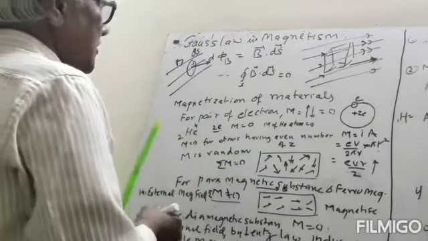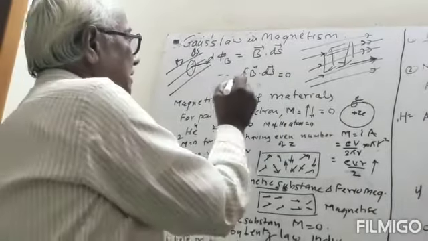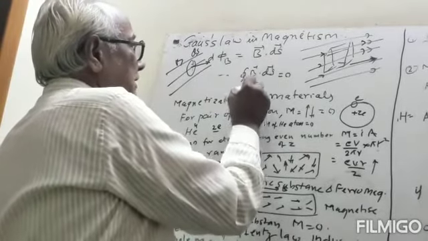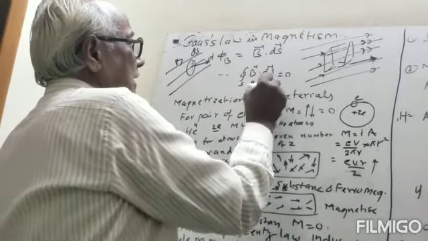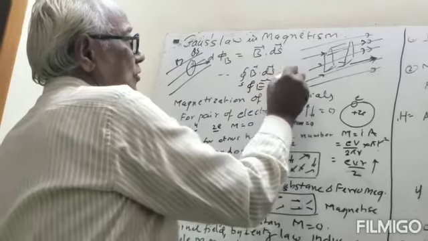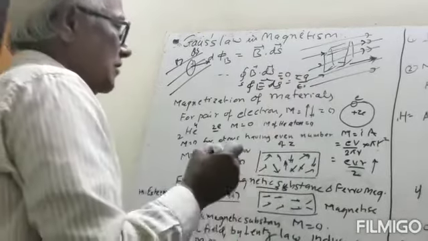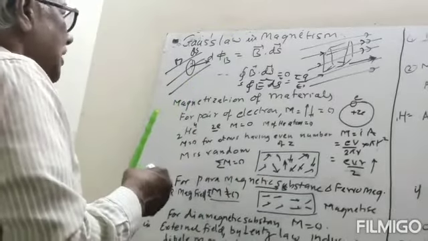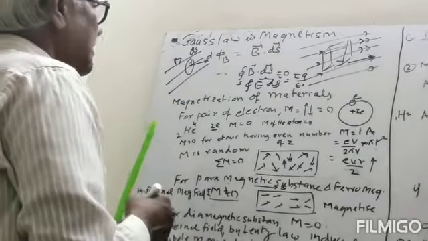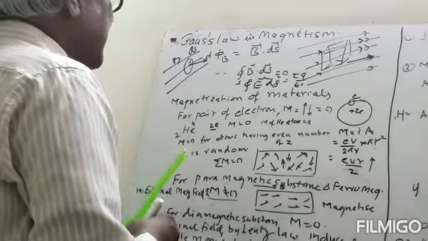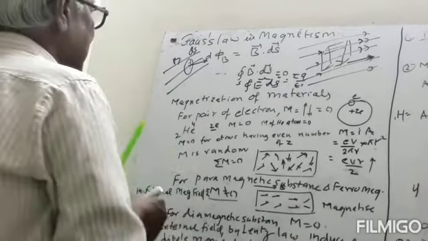In electricity, we have the surface integral of E dot ds equal to the summation of q divided by epsilon 0. Now we will study the magnetization of the material.